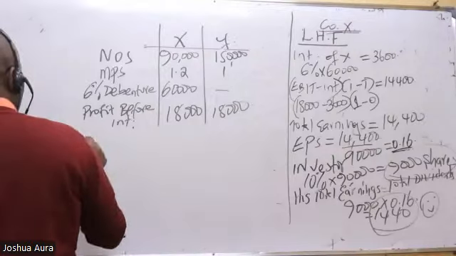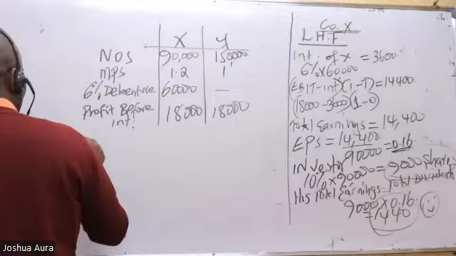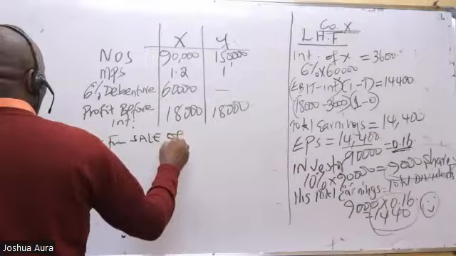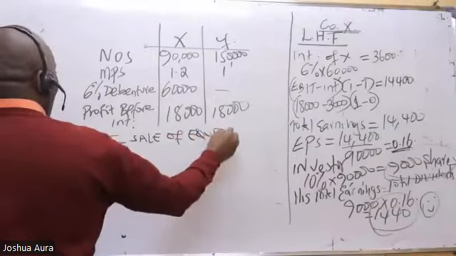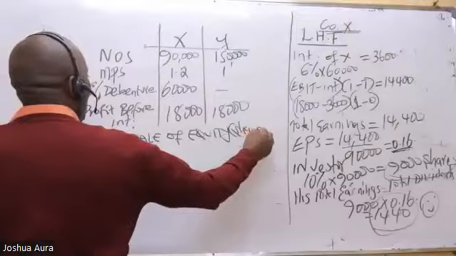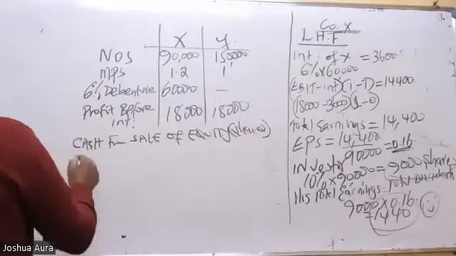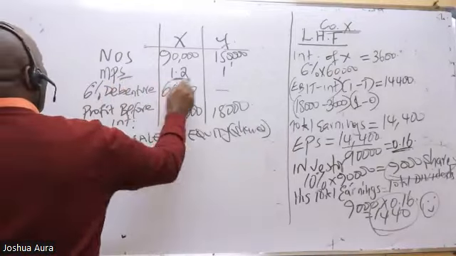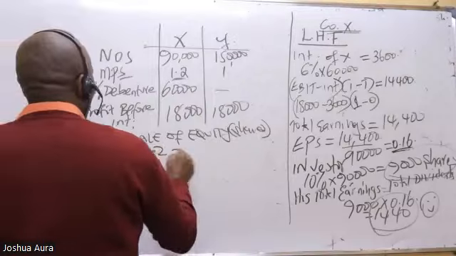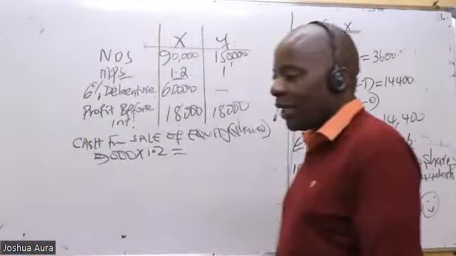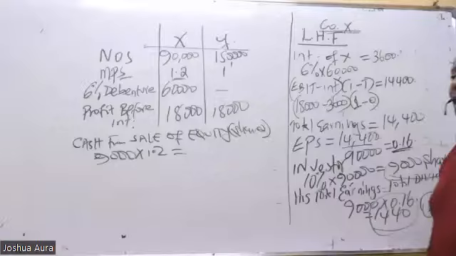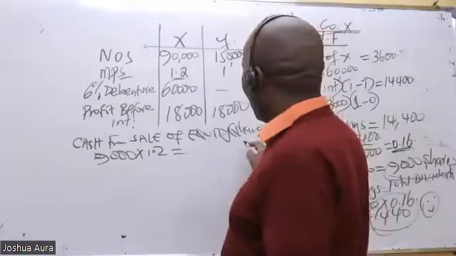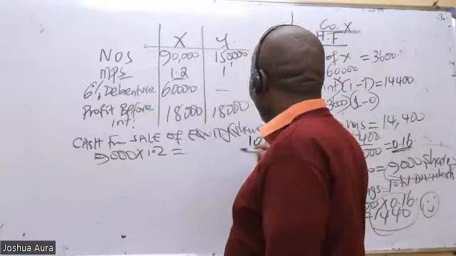So in this case, we have cash from sale of equity. Remember, these are the shares of this ninja. This ninja has how many shares of X? 9,000, and each share is currently going for 1.2. So 9,000 times 1.2, how much will he get from the sale of equity? John Massey tells me that this will be 10,800.